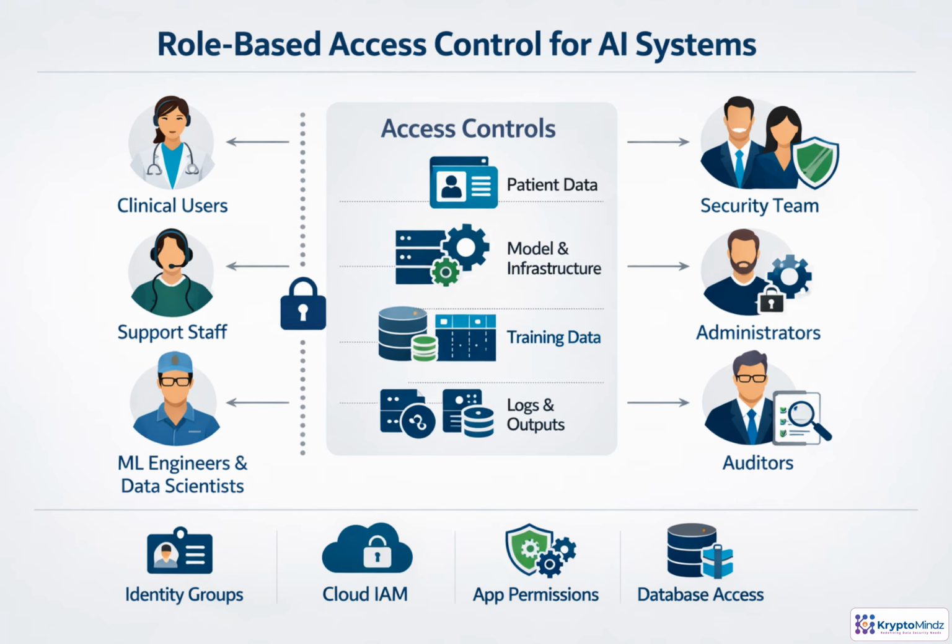Role-based access control turns least privilege into daily practice. Rather than giving everyone broad access, assign permissions by job function and real need. Clinical users may view patient data, while engineers manage infrastructure without seeing unnecessary PHI. Data scientists, administrators, security teams, and auditors each need different boundaries around datasets, prompts, outputs, logs, and configuration changes. Keep those rules consistent across identity groups, application permissions, cloud IAM, and database privileges.